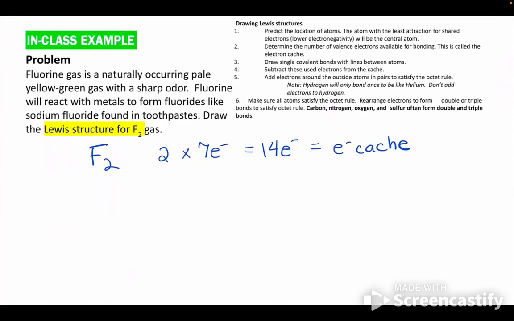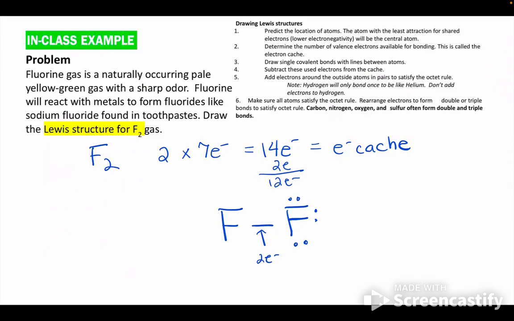So then the next step, this one isn't too hard because there's only 2 atoms, so we don't have to determine a central atom. But this is a single covalent bond that represents 2 electrons. So I've used 2. I'm going to subtract those from the 14, which means I have 12 left. I want to place them in pairs around the fluorines until I satisfy the octet rule.